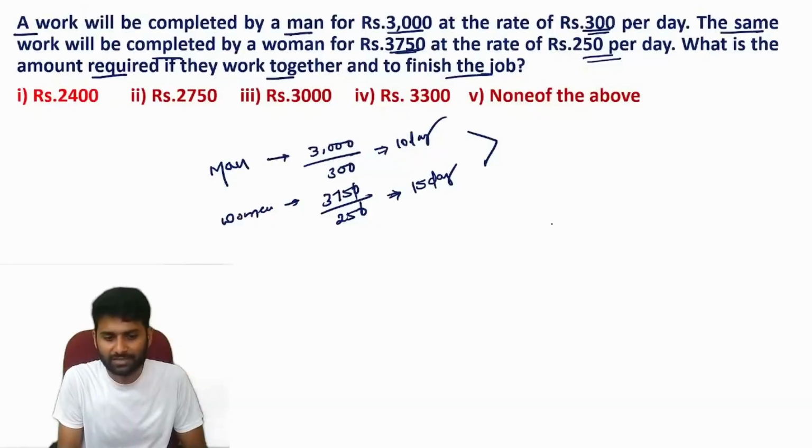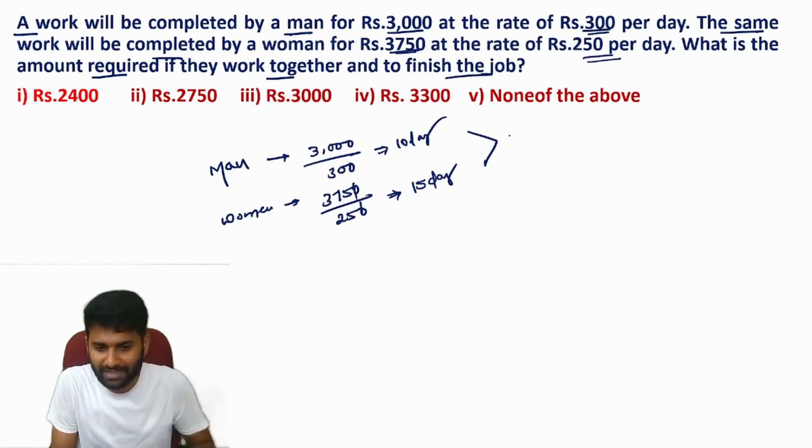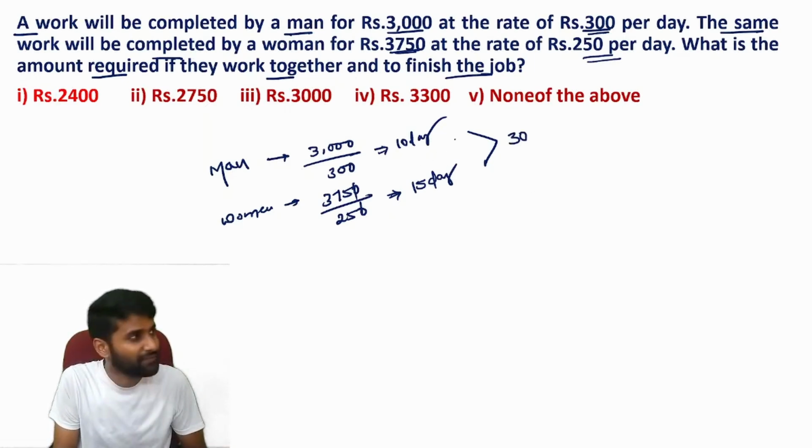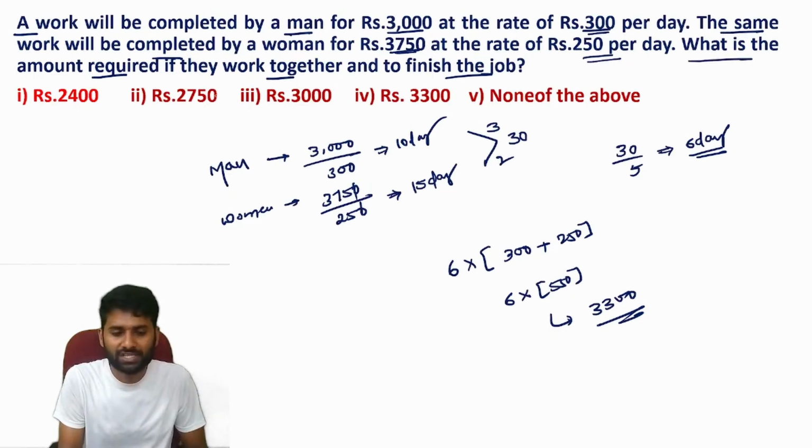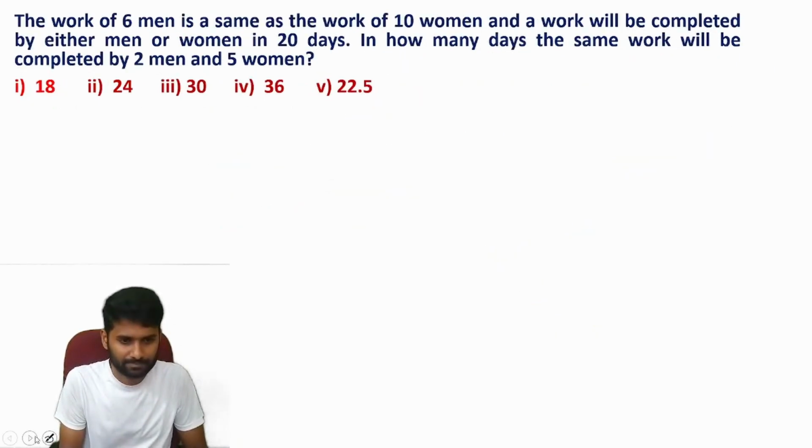Let's take the total work, guys. If total work is equal to 30 units, the man's efficiency is 3 units, the woman's efficiency is 2 units. If both work together, they will complete it in exactly 6 days. In 6 days, how much amount are we going to pay? The man's per day amount is 300, the woman's per day amount is 250. So 6 into 550, we are going to pay 3300 rupees. Now the question, what is the amount required if they work together to finish the job? So the answer is 3300 rupees. Try this question.